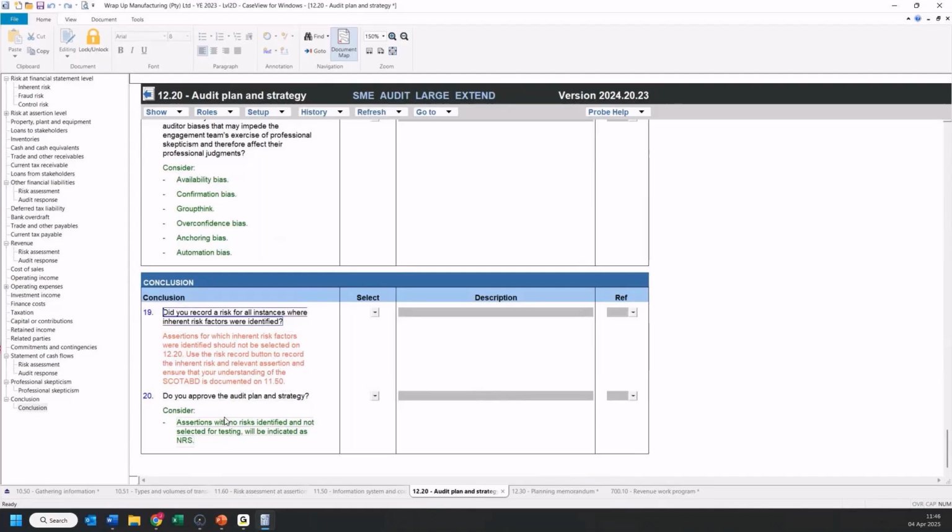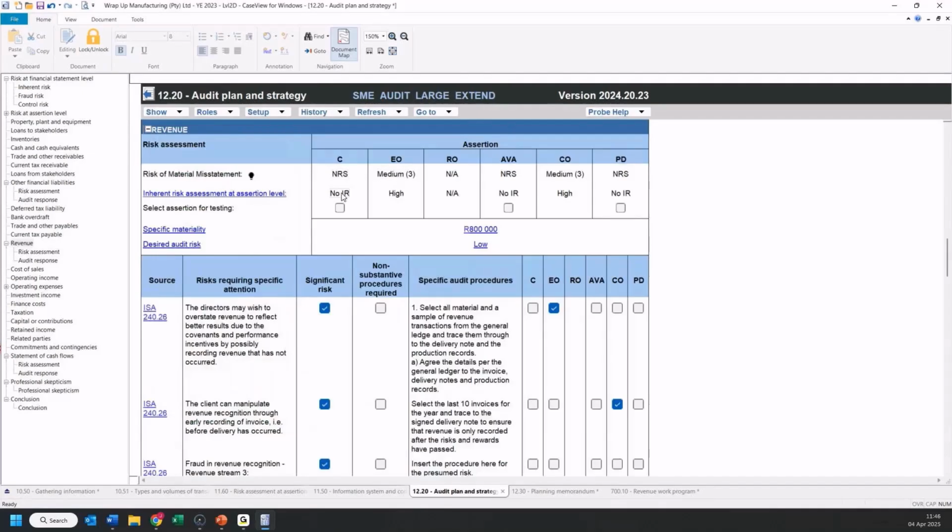It's really just to say that whenever you've got an assertion with no risks identified and where they're not selected for testing, we will indicate them as no risk, not selected. And that's all good and well. Yes, as soon as I do that, let's see what happens with revenue. With revenue, now no risk, none selected, rather than the medium one that we had earlier.